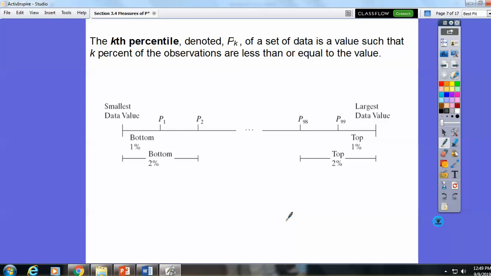The other thing that we're going to be talking about are percentiles. For a percentile, we use a capital P and then a subscript. So like P with a subscript of 10 would refer to the 10th percentile. It's telling you what percent of the data is less than or equal to that value.